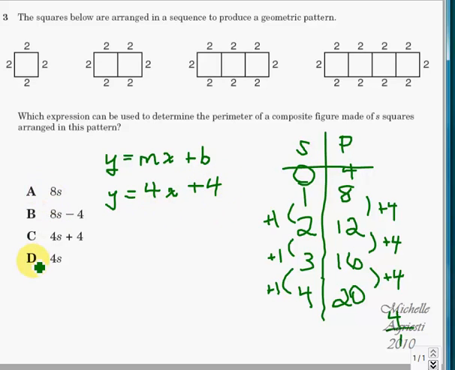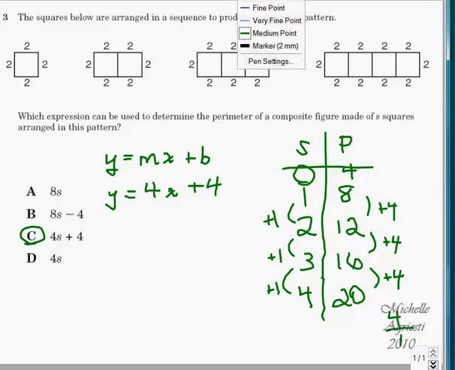And looking at my answers, the only one that matches is this. We can test it. Of course, we already have all the data here, and we can see that it works. 4 times 4 for this last one is 16, plus 4 is 20. And that would work on each one. Now, this is not the only way, of course, to do this. You could test each one of these with the data that we have and see what works and what doesn't.